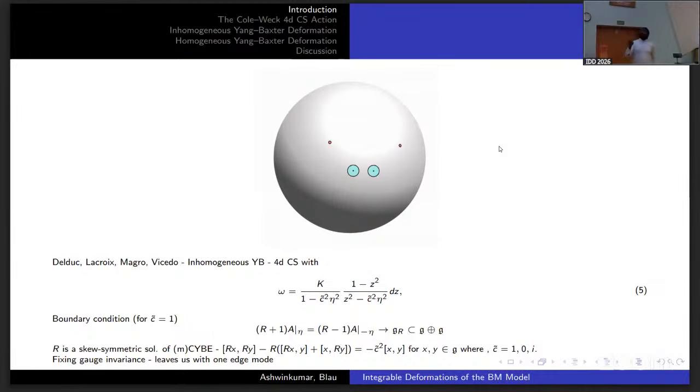Of course, there are 2 simple poles. That means there are 2 edge modes, but there is some gauge redundancy that we fix. That leaves us with a single edge mode that corresponds to the field of the Yang-Baxter sigma model.